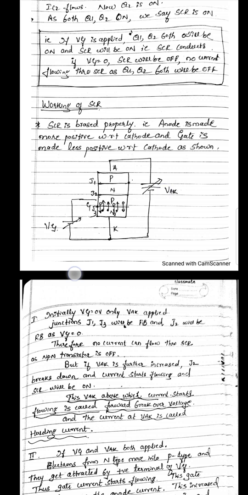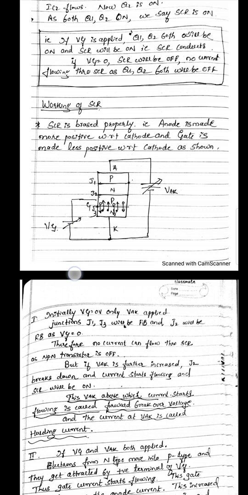This we have to remember. Without VG, more VAK is required to make the SCR on. Without VG, a very high quantity of VAK is required to make the SCR on. This is the first part. Second part, we'll apply VG.